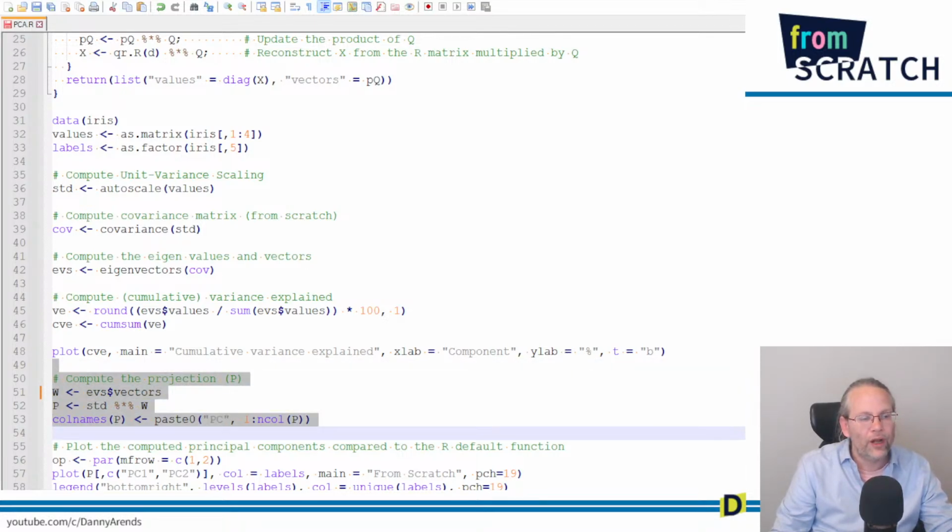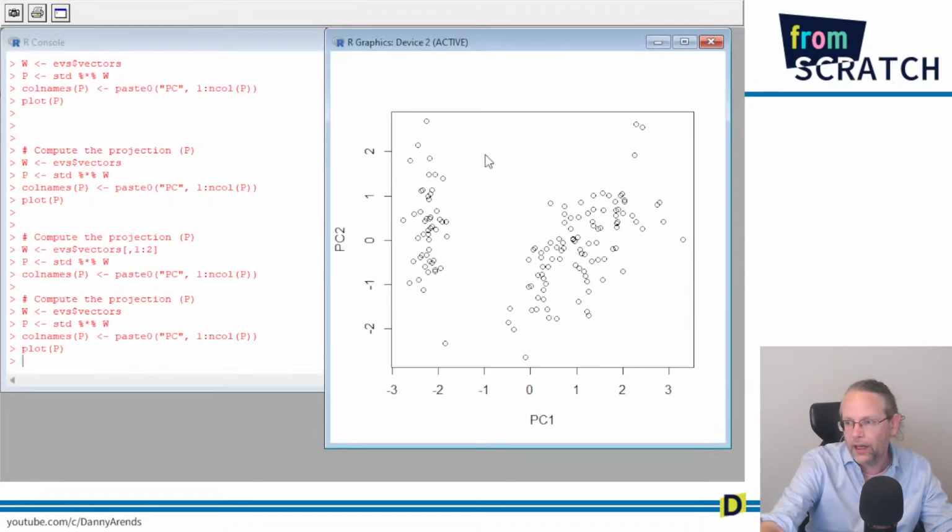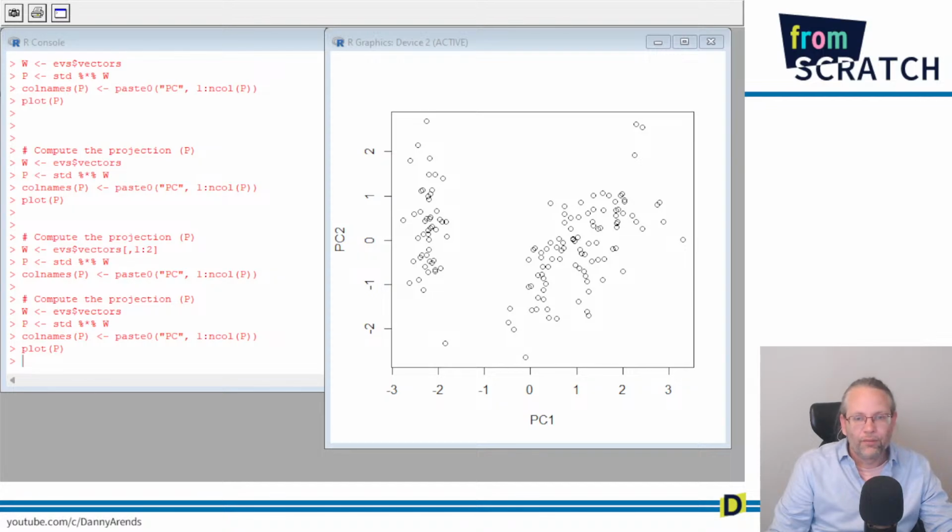So let's do that and then do a little plot to make sure that it's there. So plot, and you can see that they barely move the points. So barely move. Again, I realize you guys are not looking at R. So they barely move, right? Almost identical.